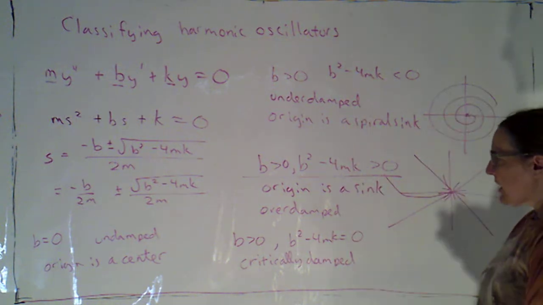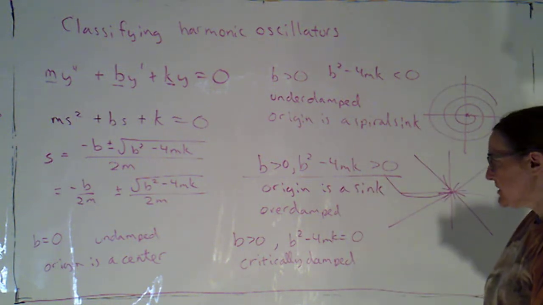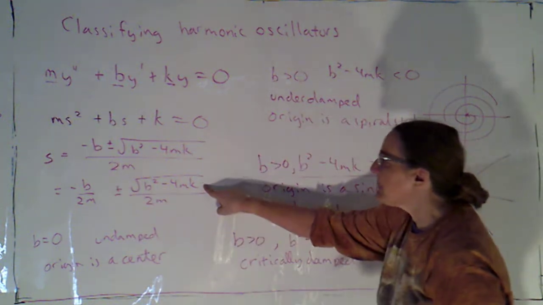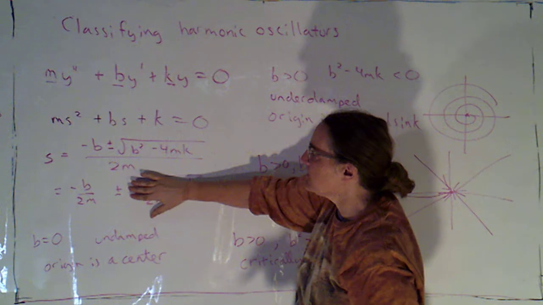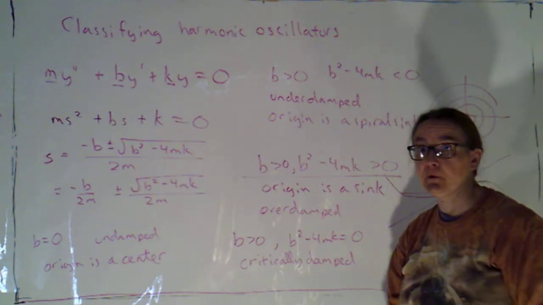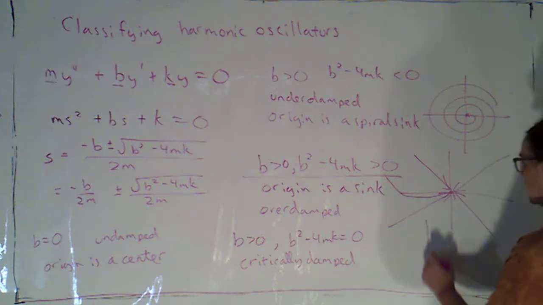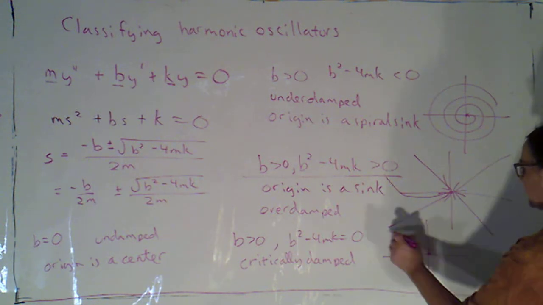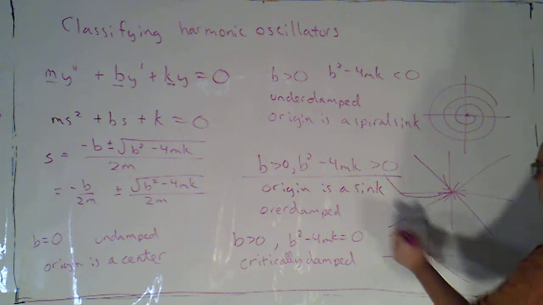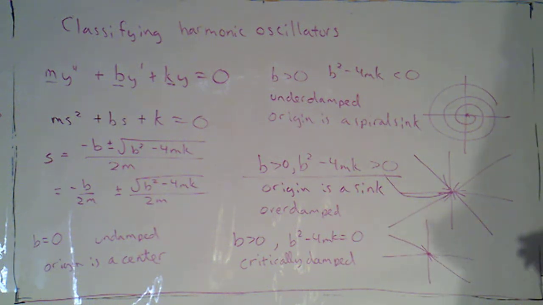Okay. If we look at what this means for our roots, B is positive, so this thing is going to be negative, but this is 0. So that kills off this term. So this is the situation where I have just one root. So in the phase portrait, there would only be the one line corresponding to straight line solutions.